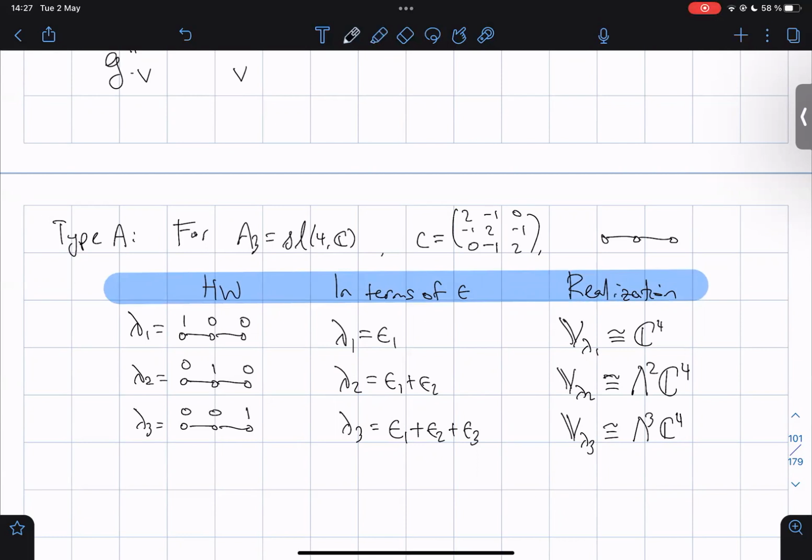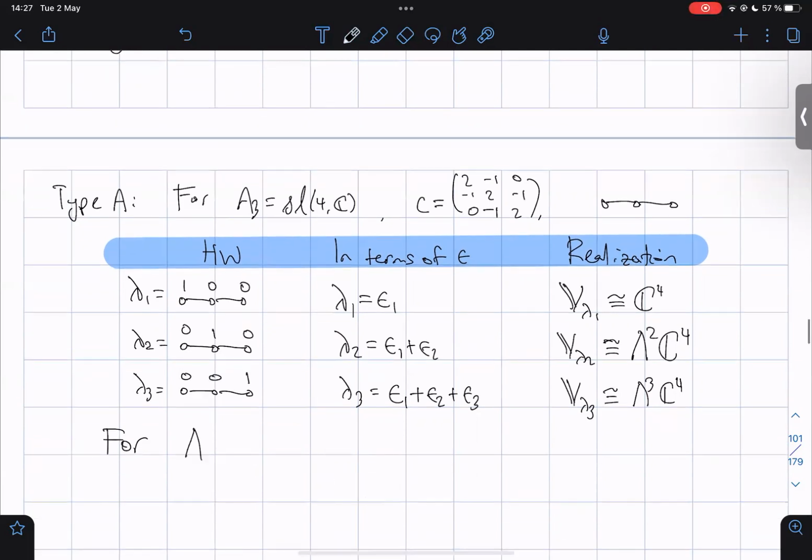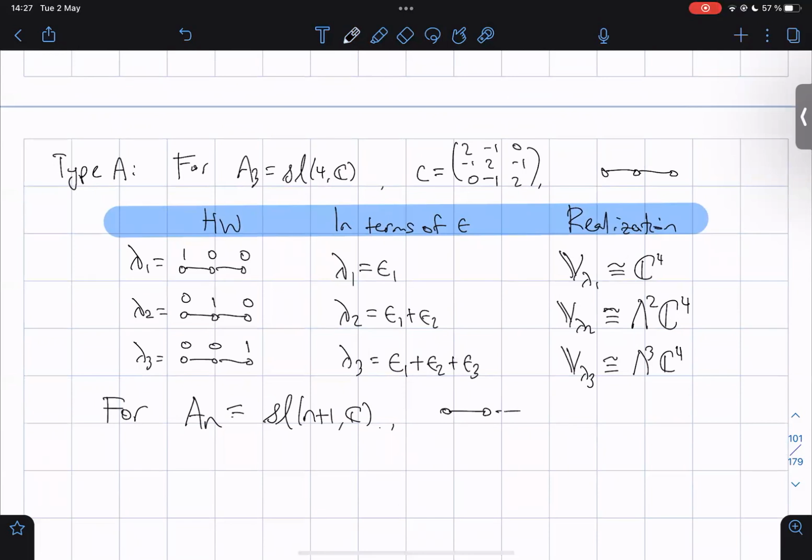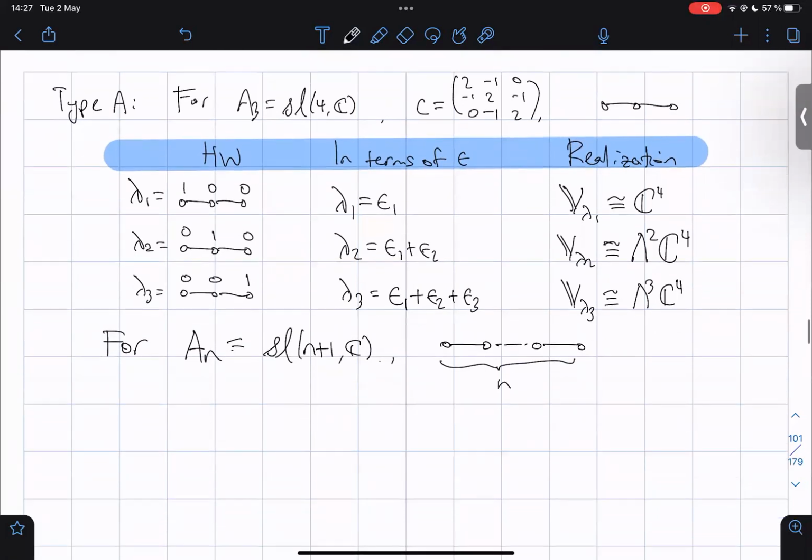Okay, so for the general picture for type A, it's similar. For A_n, which is SL_{n+1}(C), you have n of these dots. The kth fundamental irrep is generated from the first one through a wedge construction. So this is the same thing as wedge k of C^{n+1}.